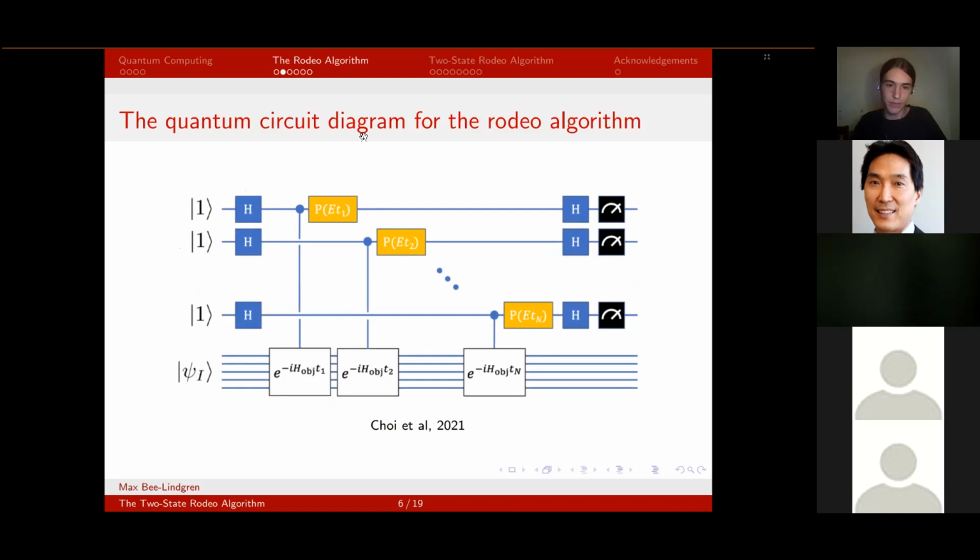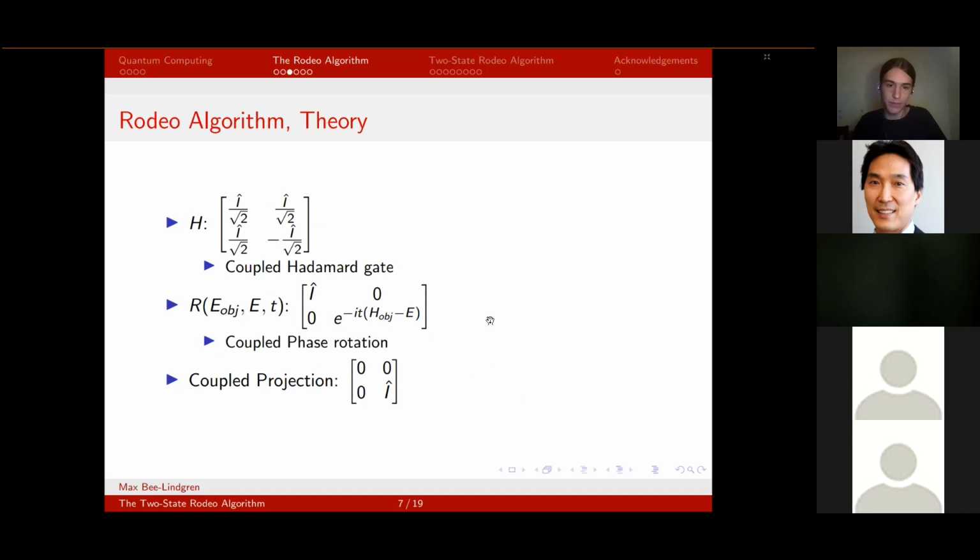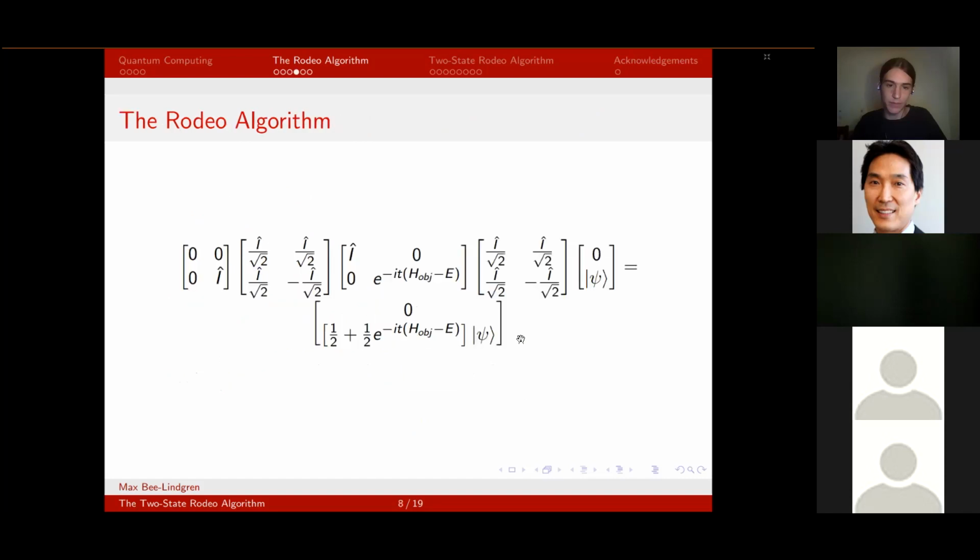So here we have a bunch of these circuits, or the lines of the circuit that we saw earlier, and now we couple them to this quantum system at the bottom. The coupling is somewhat complicated, but essentially what we do is, instead of ones in the gates, we use these identity matrices, and we use the object Hamiltonian instead of the energy of the object. So this comes down to one line of the quantum circuit for the Rodeo algorithm.